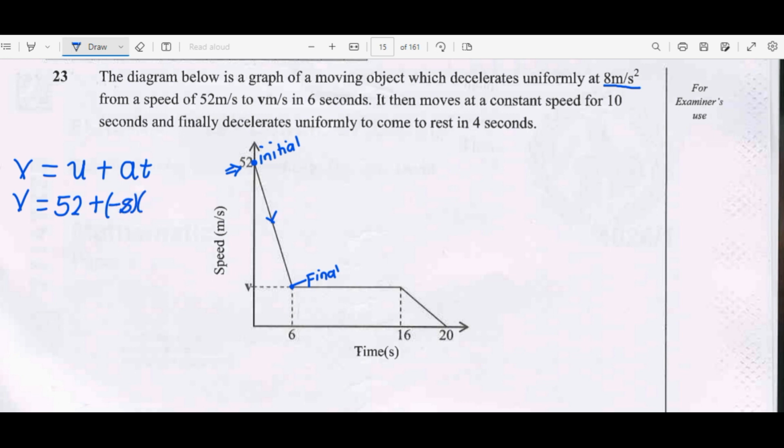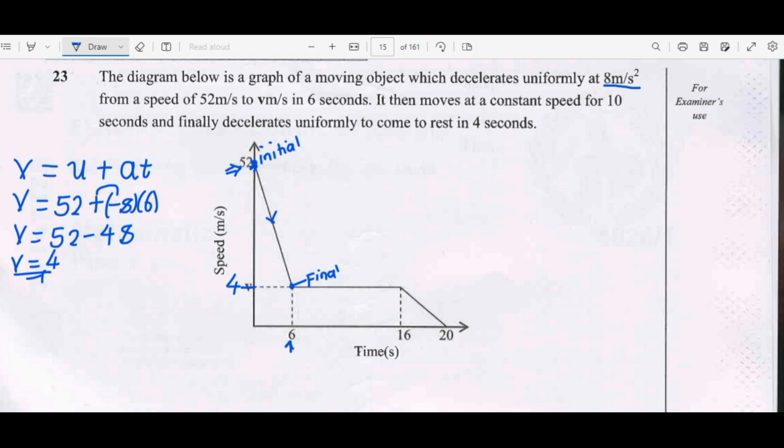Then what is the time? The time from this point up to this point is 6 seconds. So multiply by 6. Now we just have to do some math here. Positive times the negative will give us a negative. Then 8 times 6 will give us 48. Then we are going to subtract: 52 minus 48. This will give us 4 as our final answer. Which means that at this point the number that was here was 4.